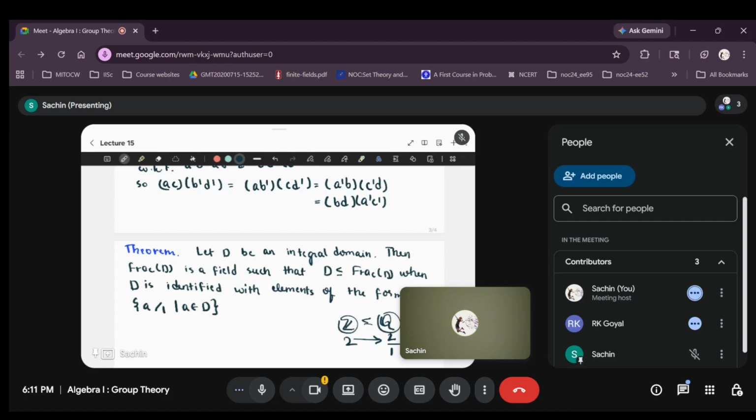Subring. We also use it for subgroup also. But here, since we are dealing with rings, we use it for subrings.